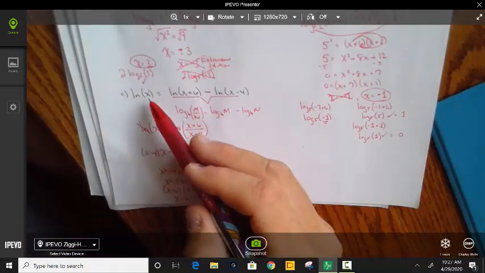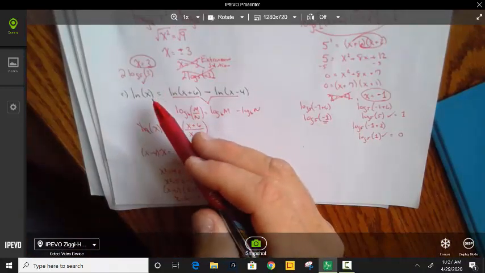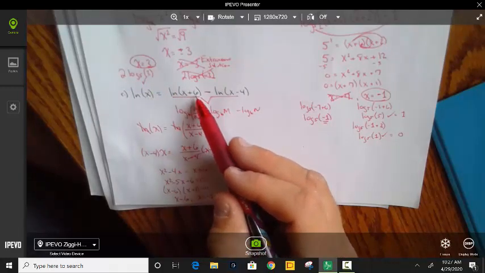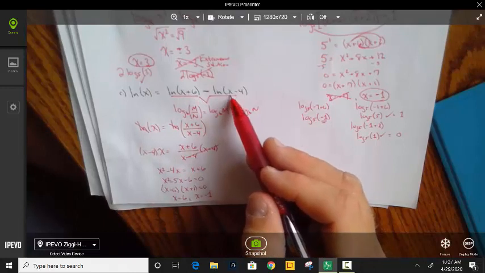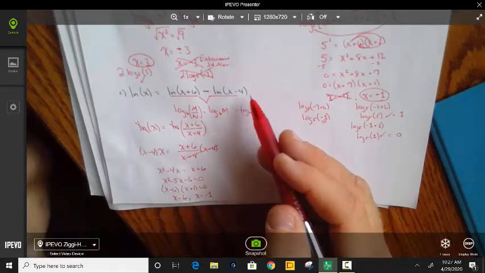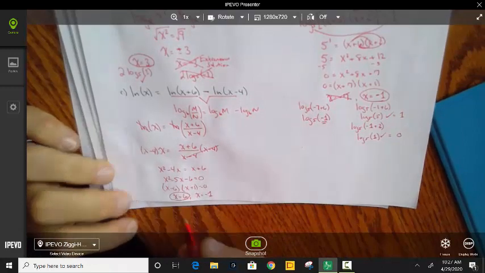If I plug 6 in here, that's a positive number, so that's okay. If I plug 6 in here, 6 plus 6 makes 12. 12 is a positive, that's okay. If I plug 6 in here, 6 minus 4 is 2, that's also a positive, that's okay. So when I plug 6 in, I have no negative issues.